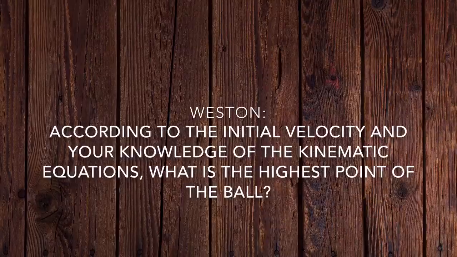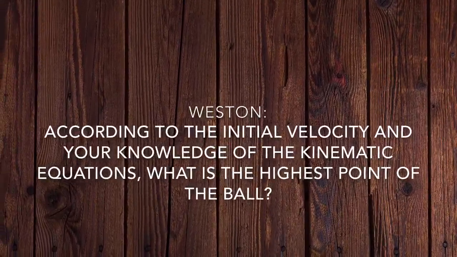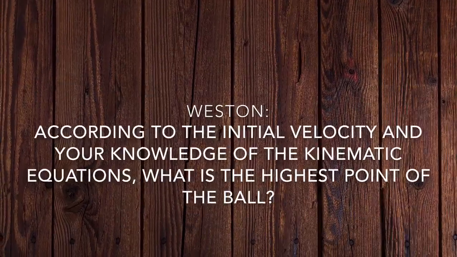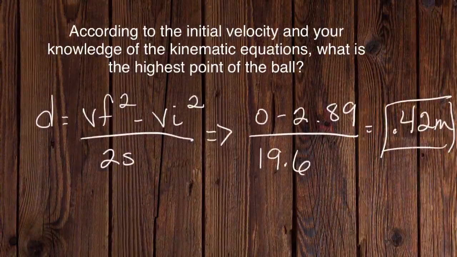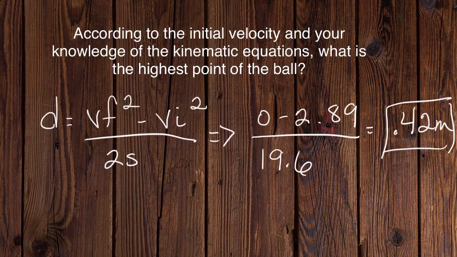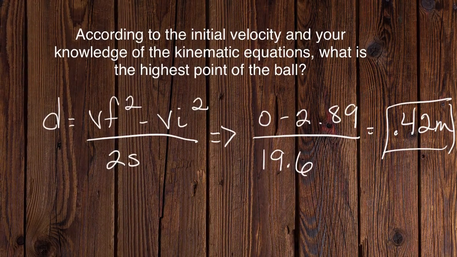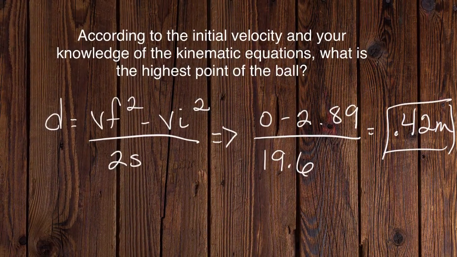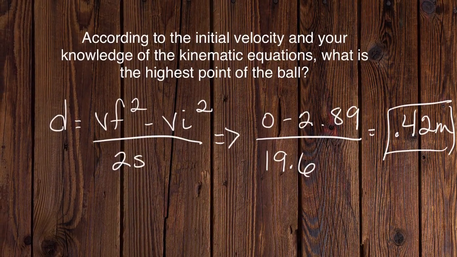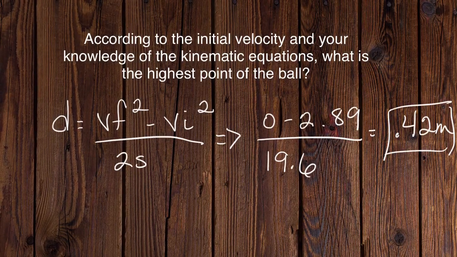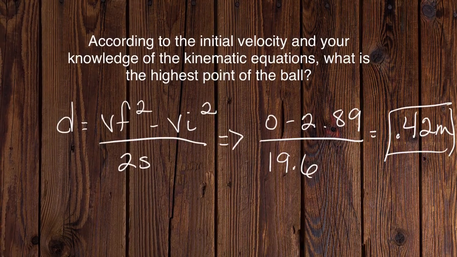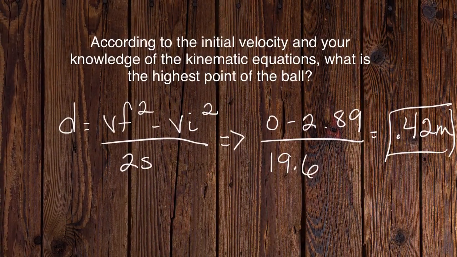For the question, according to the kinematic equations and calculated velocity, what is the highest point of the ball? So use equation D equals the final velocity minus the initial velocity all squared over 2g. And since the velocity at the highest point of a projectile is 0, you would just plug in 0 minus the initial velocity, which is 2.89 squared, all over 2 times 9.8 to get 0.42 meters.